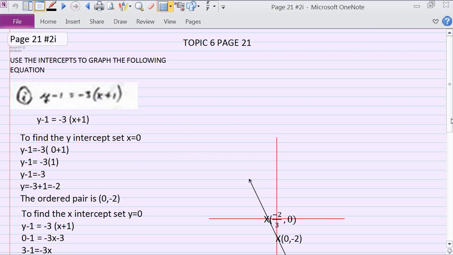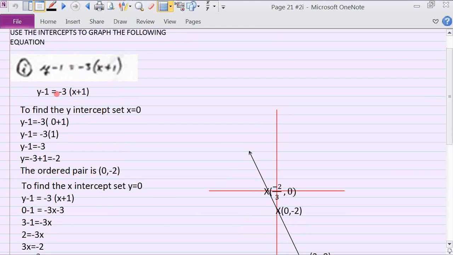Now we're on to I. And here we're asked to use intercepts to graph the following equation. So we're given an equation, and what we're going to do is find the x and y intercepts, connect those, and that should give us the graph for the straight line. So here's the equation. Now I have to use the intercept to do the calculation.